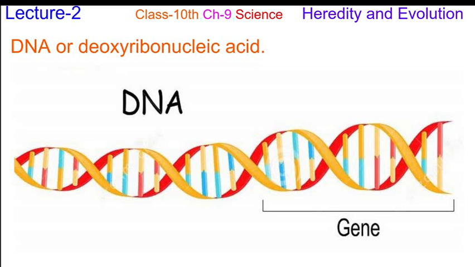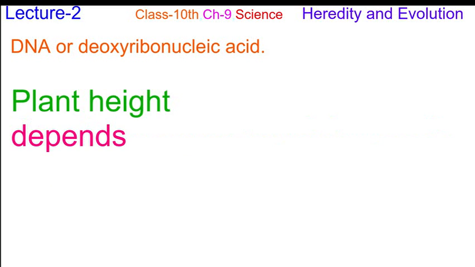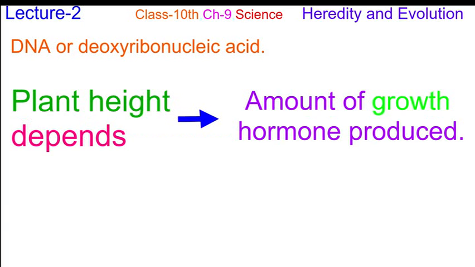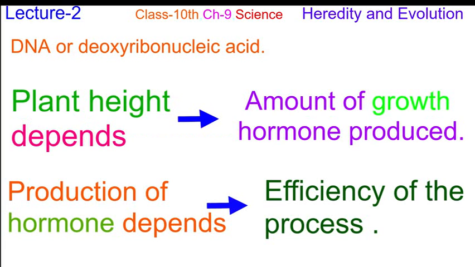Let's discuss tallness. Growth hormones regulate growth. Therefore, plant height depends on the amount of growth hormone produced. This production of hormone depends on the efficiency of the process of making it, which is done by an enzyme. If the process is more efficient and produces more growth hormone, the height will be more.